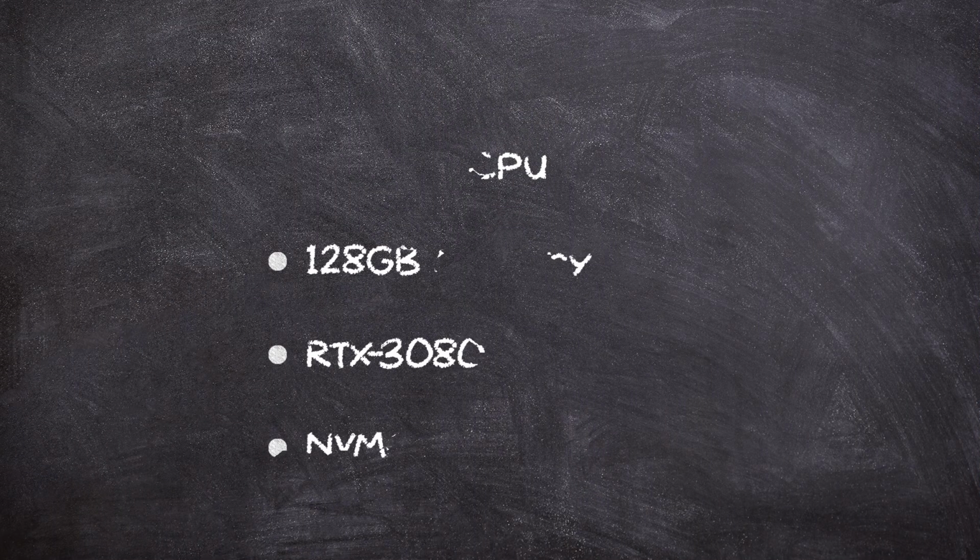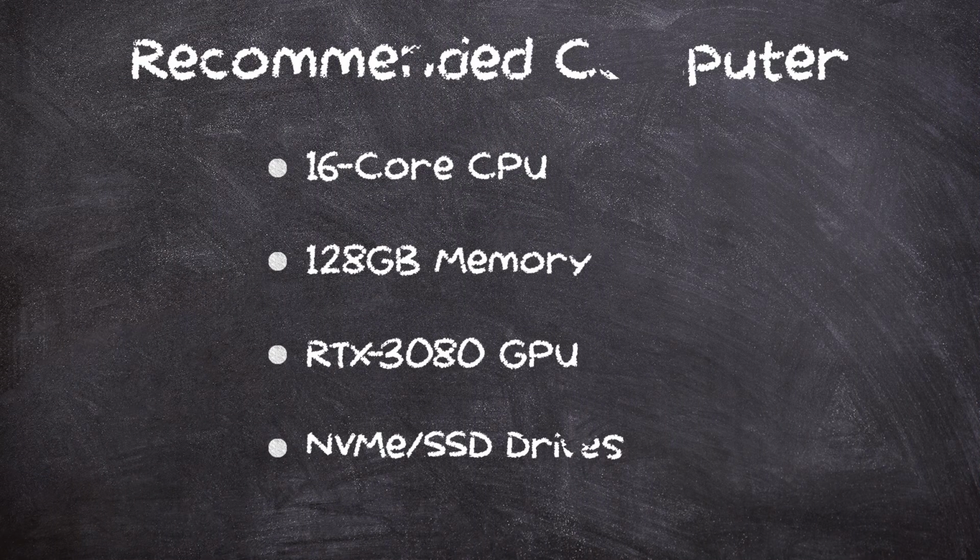If you plan on working with massive size worlds, you're going to need a computer suitable for that purpose. A recommended starter computer system for up to 32 km by 32 km worlds would be a 16-core processor, 128 GB of memory, an RTX 3080 GPU, and a few large 2 TB or larger SSD or NVMe drives.